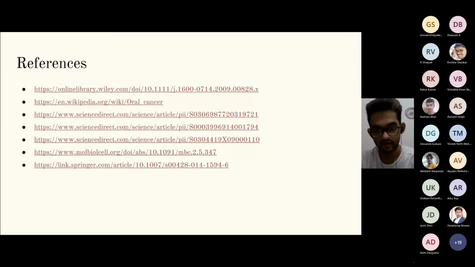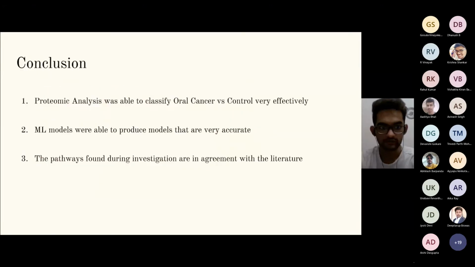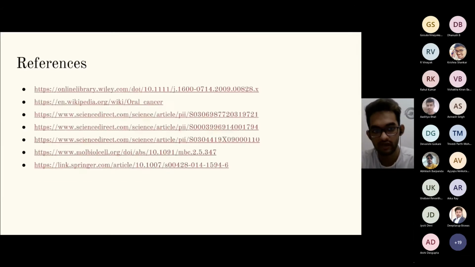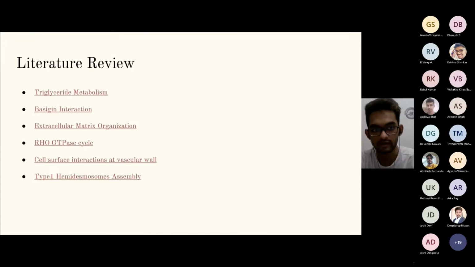These are some of the references that I used, and to conclude, proteomics analysis was able to classify oral cancer and control very effectively, and the ML models were very accurate. And the pathways found during the investigation are in agreement with the literature, as I've hyperlinked some of the papers here. If you click on triglyceride metabolism, it will redirect you to the paper about triglyceride metabolism and its relation with oral cancer.